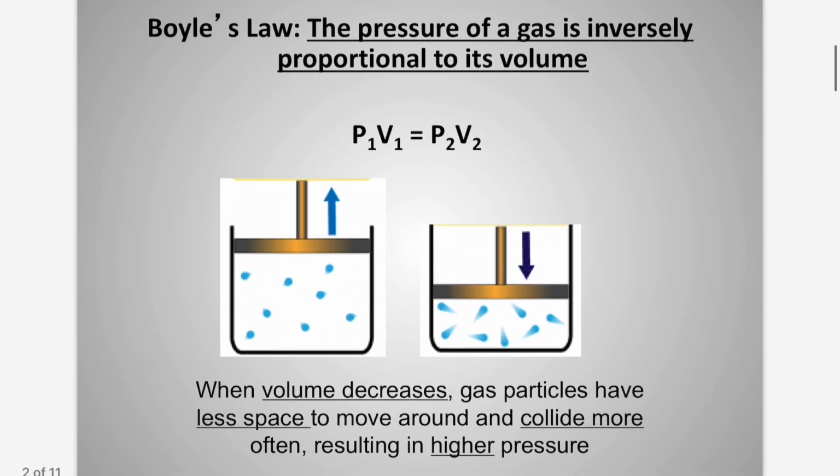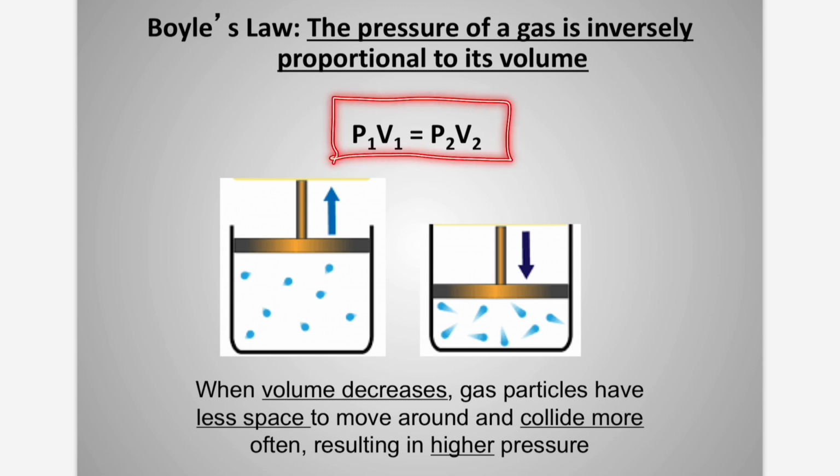So first up is Boyle's law. Boyle's law is the relationship between pressure and volume, where the pressure of a gas is inversely proportional to its volume. And the equation that we use for that is P1V1 equals P2V2. At the particle level, when you decrease the volume, the gas particles have less space to move around, and therefore they're going to collide more often with each other in containers. And gas pressure is the result of particle collisions. So if there's more collisions, we get a higher pressure.